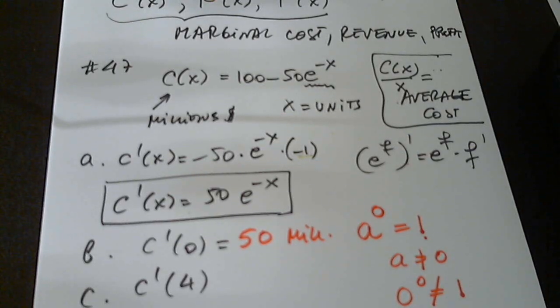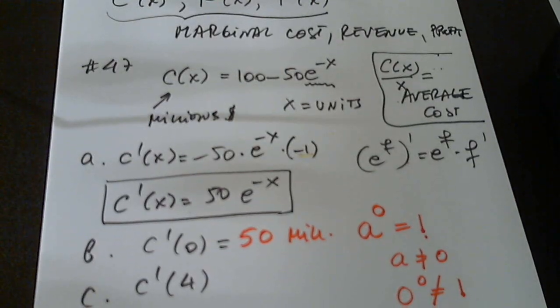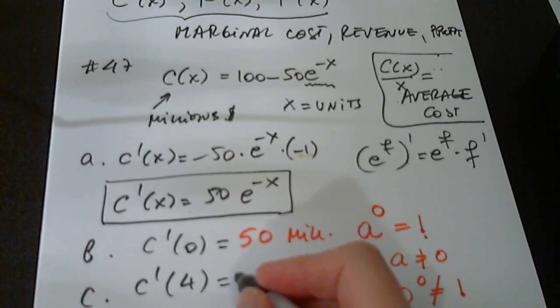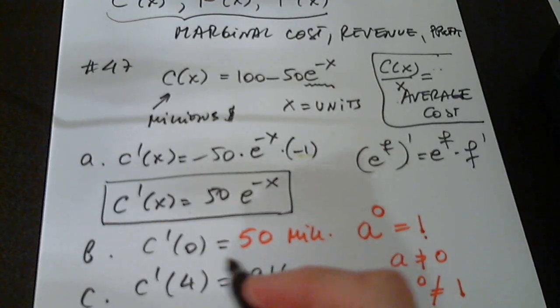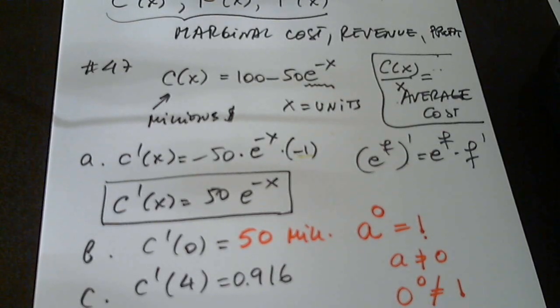So you know my style, I always like to see the function plugged in. So this is 50 e to negative x, and you know me, I like my parentheses. And then all I have to do is just plug in 4. So when I plug in 4, and they want the thousandth, I got 0.916.